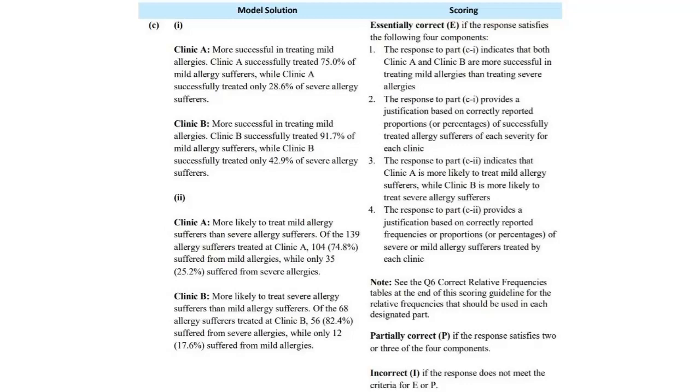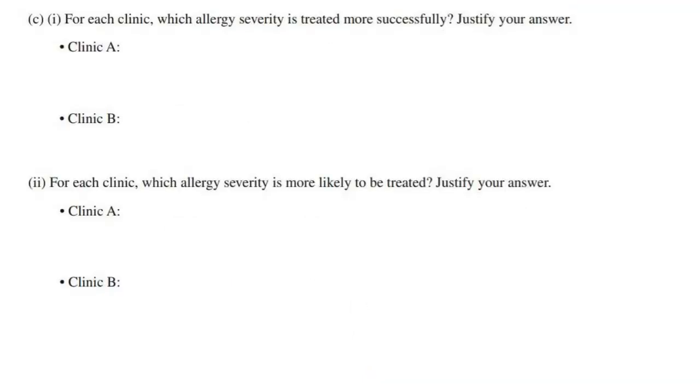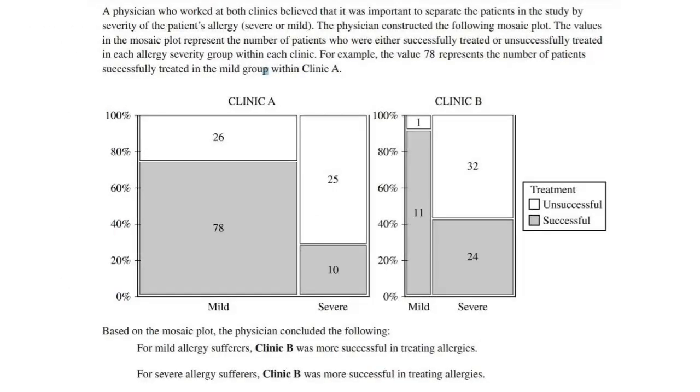So again, this is the kind of thing that we're looking at visually. Which box takes up the most area? Mild, right? Mild and successful treatments. The mild bar is the widest here. Over here, the severe bar between those two is the widest.